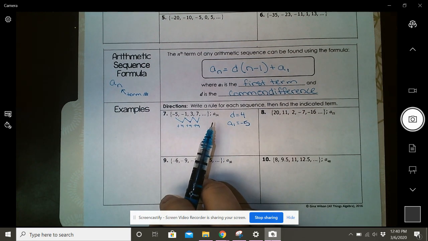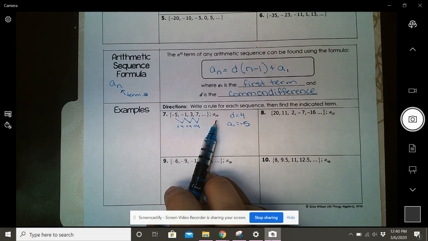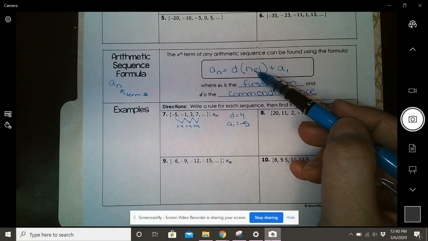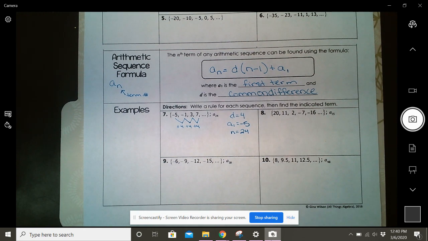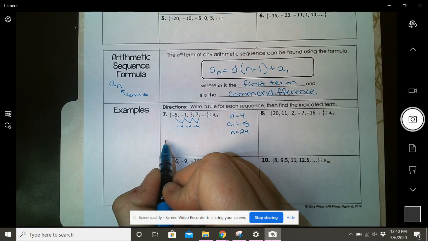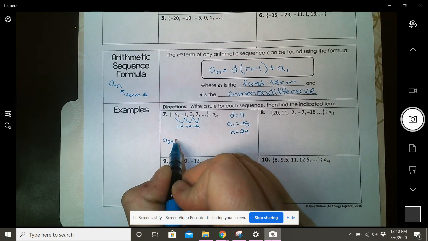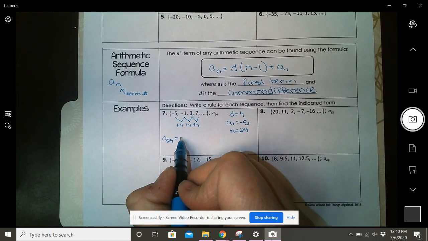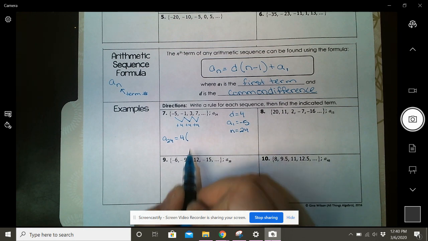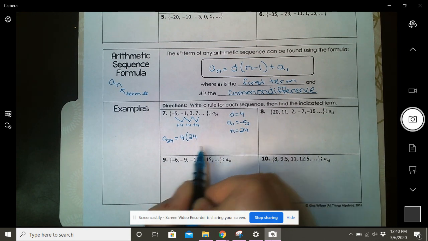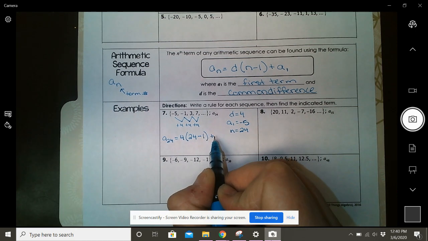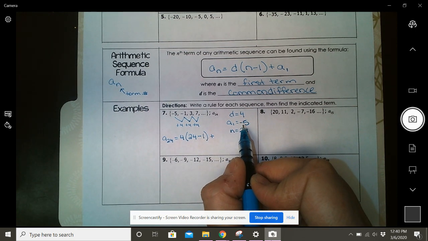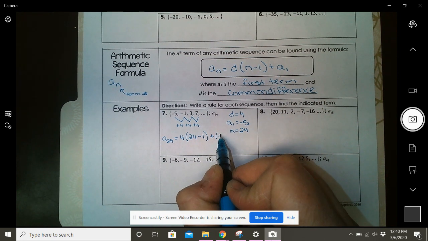If I'm asked to find a sub 24, that's the 24th term, that means the n in the formula is going to be 24. So let's put everything together here. I want to find the 24th term of the sequence. The common difference is 4. I'm finding the 24th term, so that's my n value, minus 1 times, and then the addition of the first term, which is negative 5.